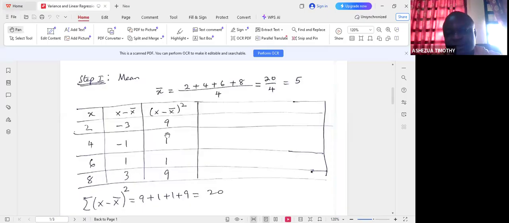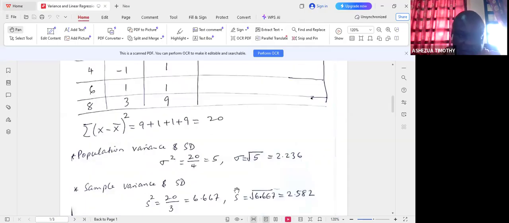So immediately, what you do is add up all these values. That's why we say sum of (x minus x bar) squared. The meaning of the sum of (x minus x bar) squared is that all the values in this column, you add them up. And when you add these values up, you will have 20.